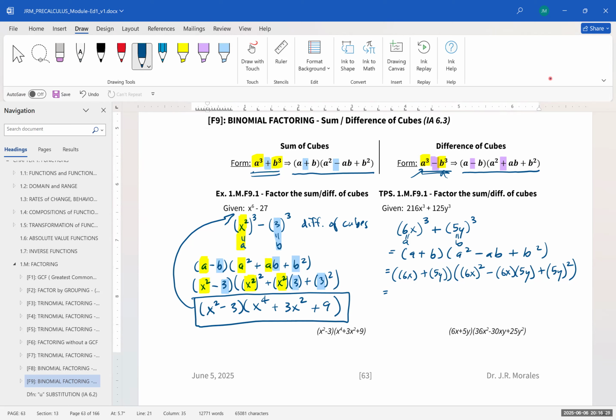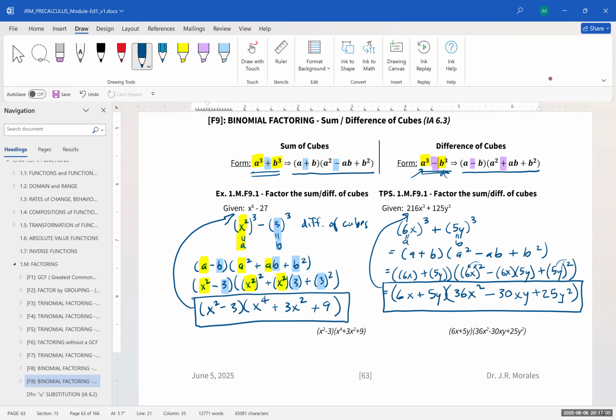Now let's simplify this. So we have 6x plus 5y in this first expression times, we've got 6 squared and x squared. So it's 36x squared minus 6 times 5 is 30. And we have an xy plus 5 squared and y squared. So that's 25y squared. So this is the factored form of our sum of cubes.